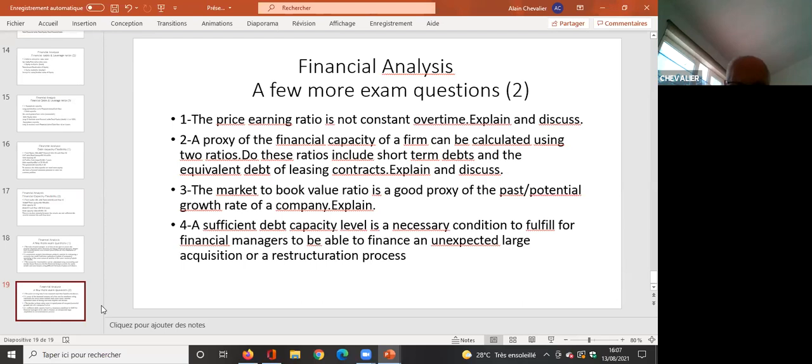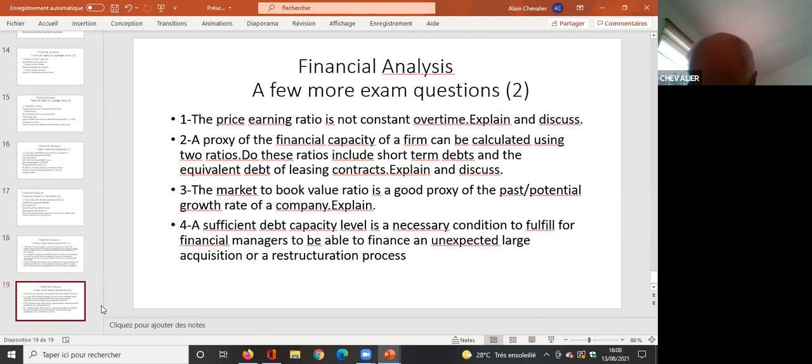Question 4 is a more complex question. A sufficient debt capacity level is a necessary condition for financial managers to be able to finance an unexpected large acquisition or restructuring process. So this is something we'll go through in more detail in the M&A course. But anyway, at that level and in the financial analysis course, you have some kind of feeling on that.